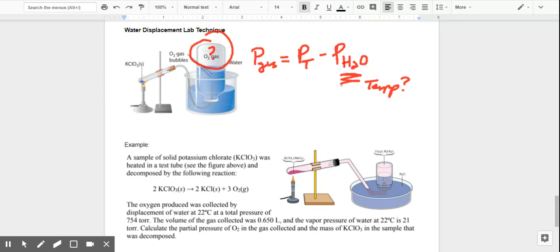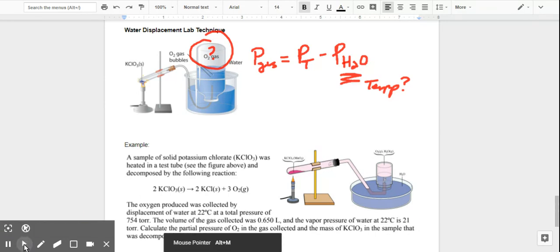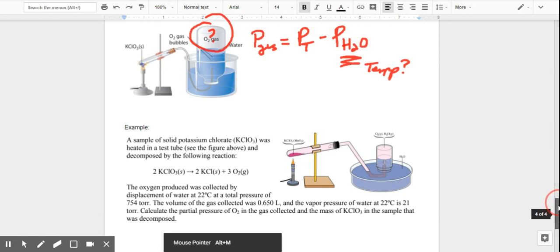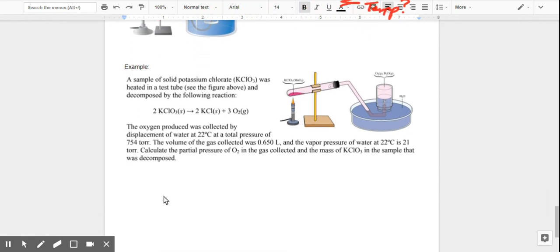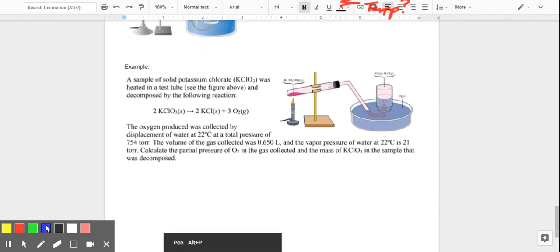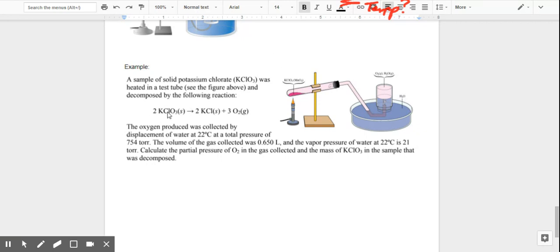So I have an example problem here for us to work together. I'm going to have to switch over to my mouse. Here we go. We have a sample of solid potassium chlorate, and it's heated in a test tube. Our decomposition reaction is 2KClO3 goes to 2KCl plus 3O2.